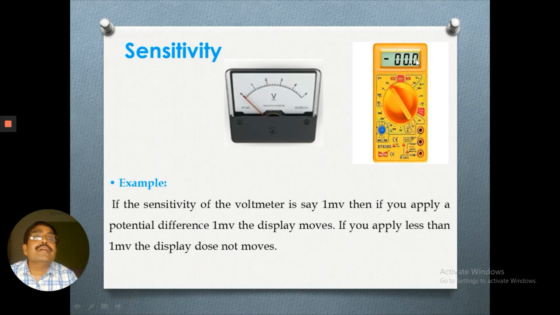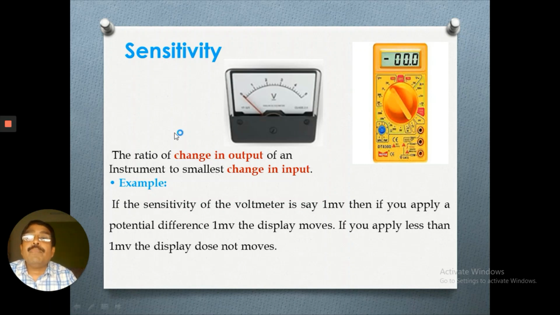Even if you see here, this is an electronic voltmeter, and if I give 1 millivolt, then only the display will move or show the reading. But if I give an input less than 1 millivolt, then the pointer will not show any deflection. Means the sensitivity is not there in that instrument. What is the meaning here?